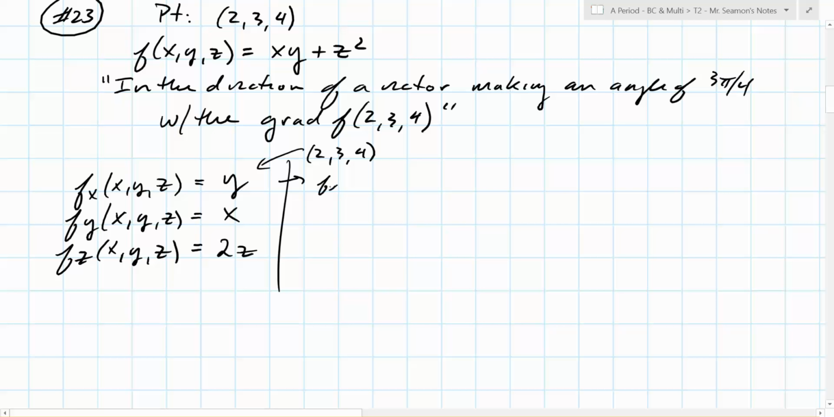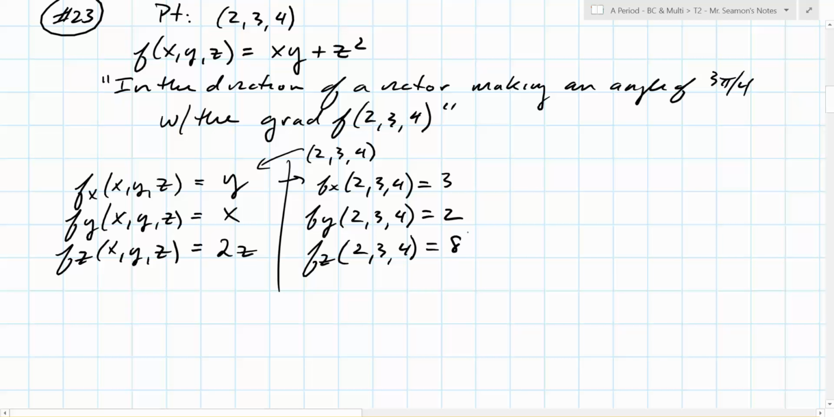You get, so fx at 2, 3, 4 is 2. No, I did the wrong value. Thank you for the catch. It is 3. This is going to be 2. And then fz is going to be what? 3, 4 is 8. Okay, so we know now, what do we now know?